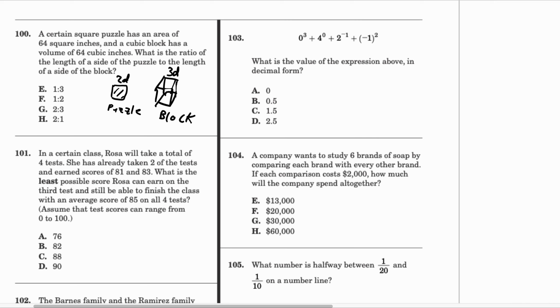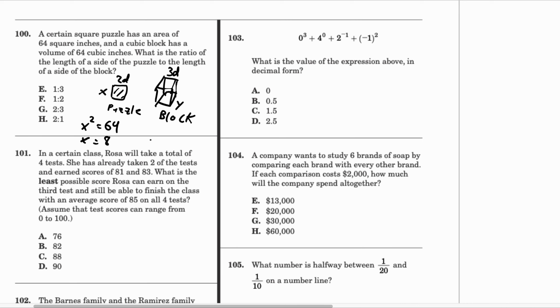So now that we have drawn these, we see that both of them have a measure of 64, and we want to know the ratio of their lengths. So I'm going to call the length of the square puzzle x and the length of the block y. For a square, its area is just its length squared, so that's x squared. And we know that its area is 64, and therefore x is equal to 8.